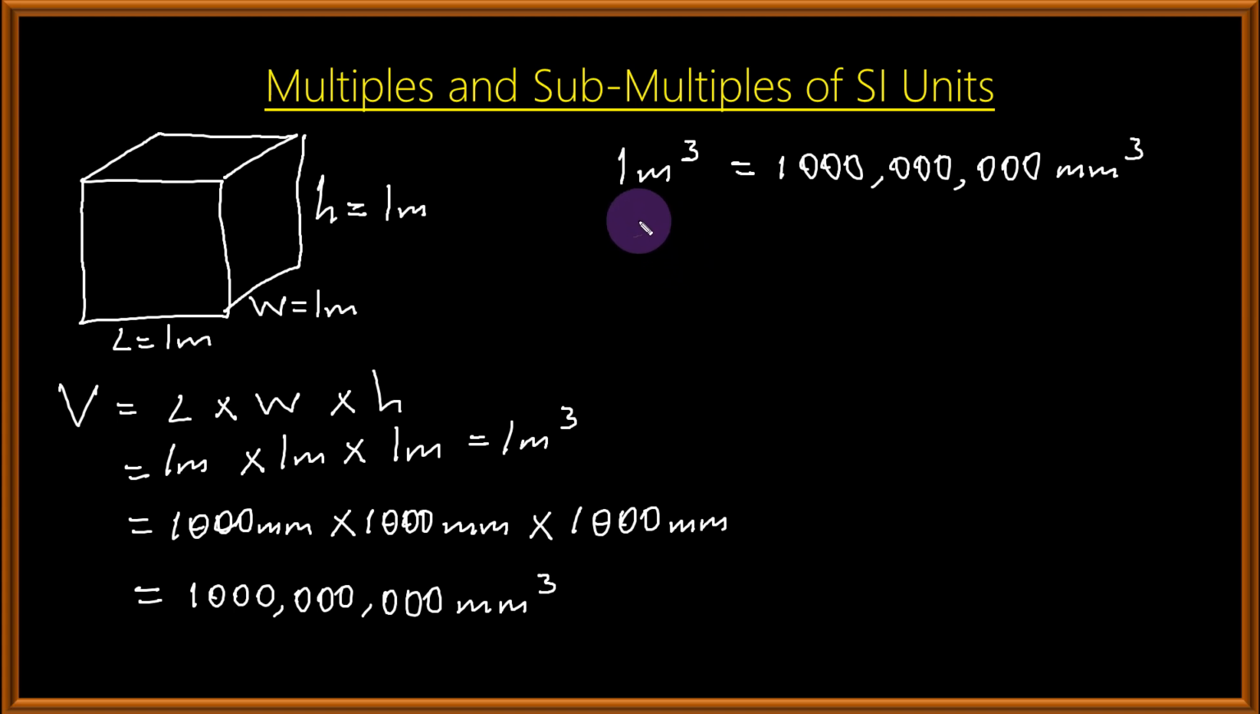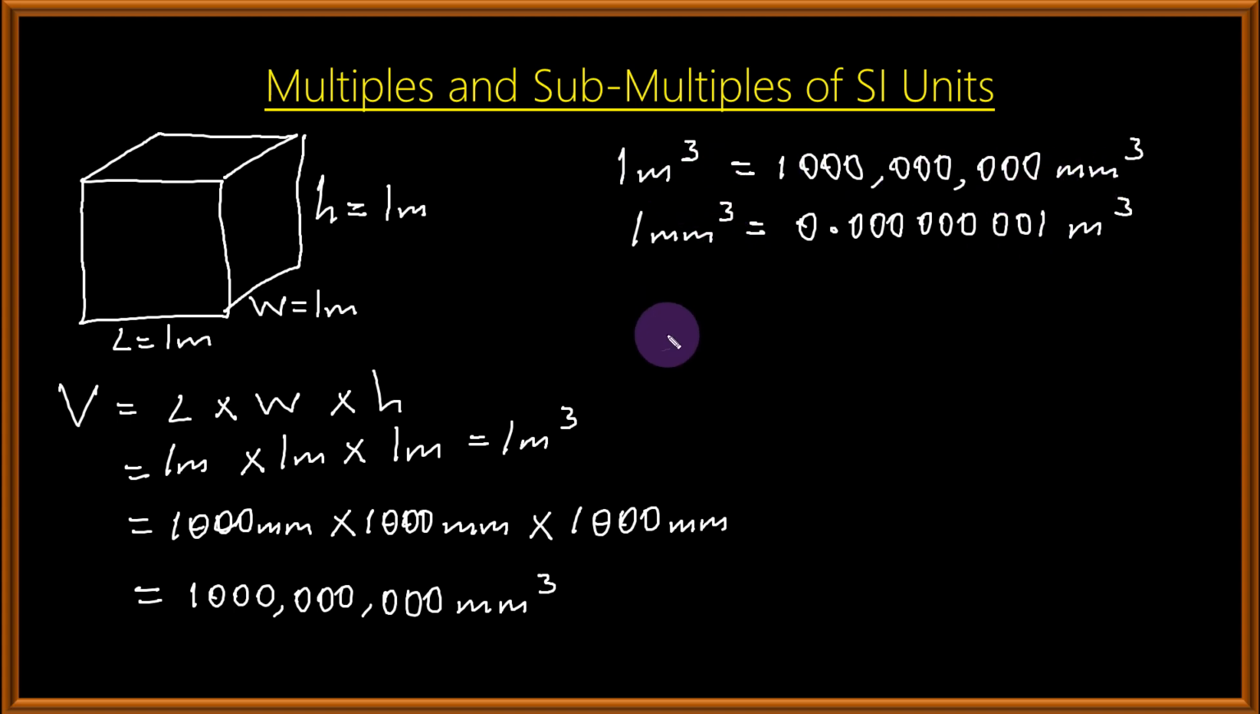Now it follows that 1 millimeter cubed is equal to 0.123456789 meters cubed. So this conversion unit is important. But like I said, you just need to remember one of them, and I would recommend this.